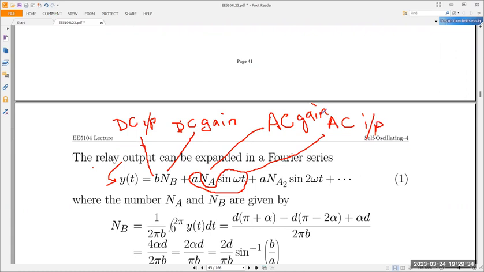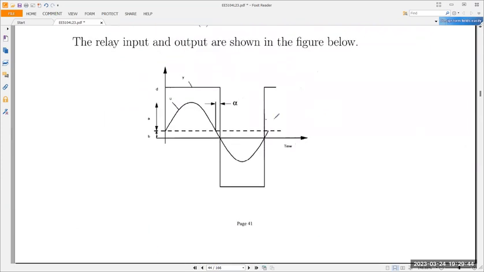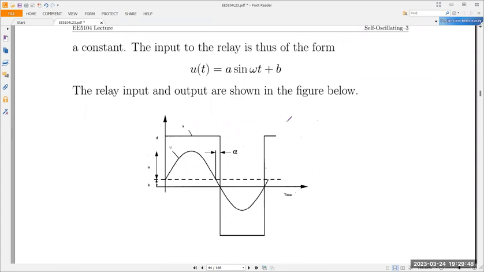All right. How to compute the DC gain? You just take the DC value of the output divided by the DC value of the input, if you look at this picture here. What is the DC value of the input? B. All right. So what is the DC value of the output?